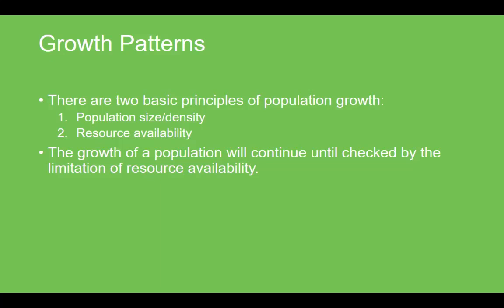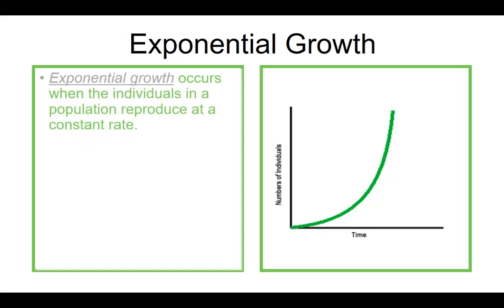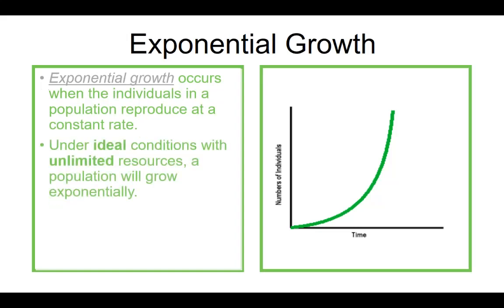Let's go ahead and start with exponential. So exponential gives you what's known as a J-shaped curve. In exponential growth, the individuals in a population reproduce at a constant rate. Okay, constant rate, not constant number. Make sure you identify the difference between the two. And under ideal conditions with unlimited resources, population grows exponentially, infinitely.